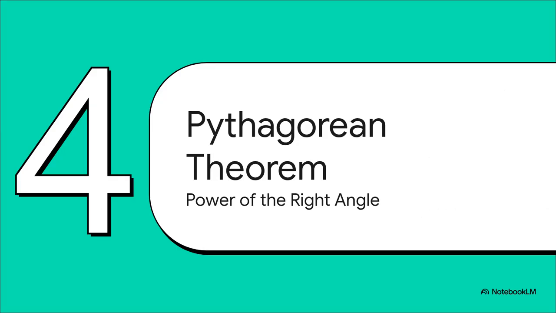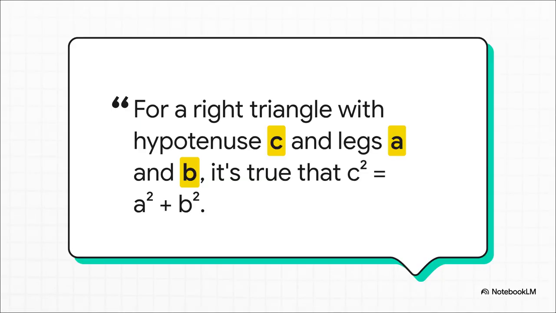Okay, now for the big payoff. That one defining feature of rectangles and squares, that all-important right angle, is the key that unlocks one of the most famous and useful tools in all of mathematics. I bet you've seen this before. A squared plus b squared equals c squared. This is the Pythagorean theorem. And here's the catch. It only works in triangles that have a right angle.